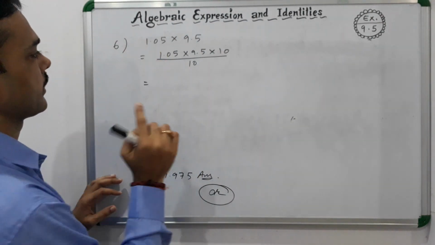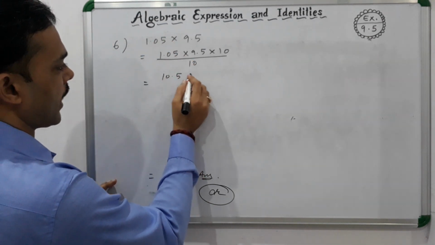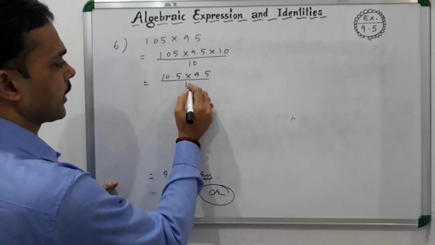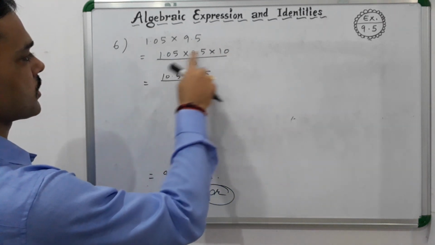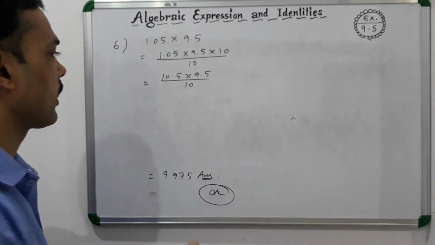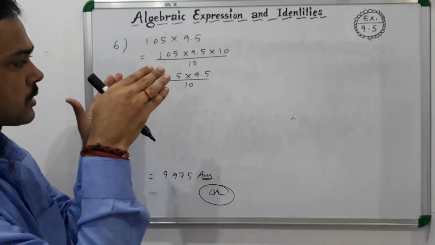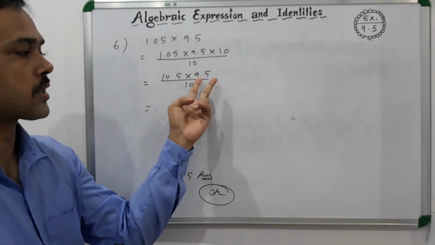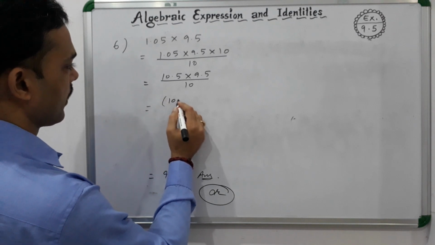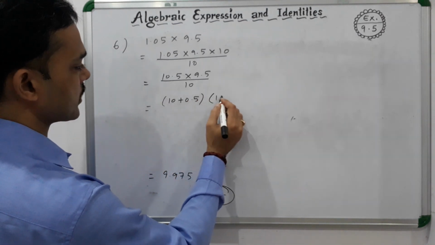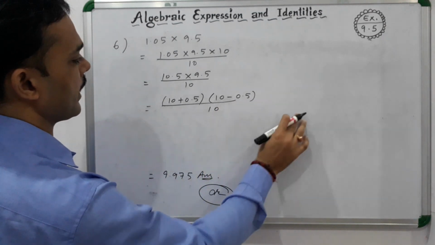If you multiply 10 in this, the decimal will shift one place towards the right. That is why this will become 10.5 into 9.5 divided by 10, because this 10 is doing nothing right now and will just remain as it is. This is 10, so it has shifted to 10 point; the decimal has shifted one place towards the right. Now you see, it is 10 plus 0.5, and this is 10 minus 0.5. So we can write this number as 10 plus 0.5 and this number as 10 minus 0.5, with the 10 remaining as it is.